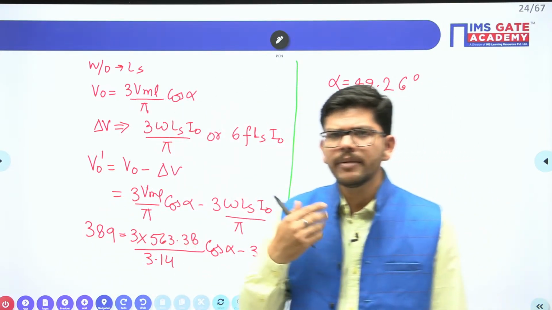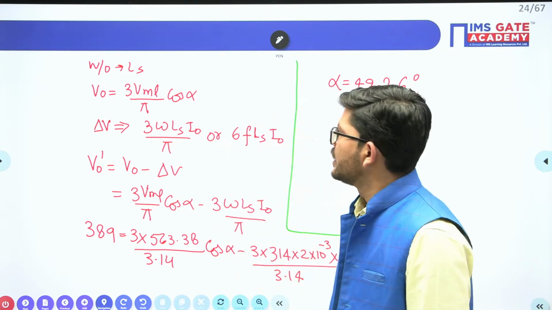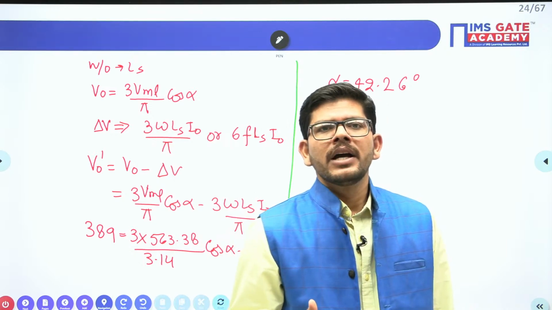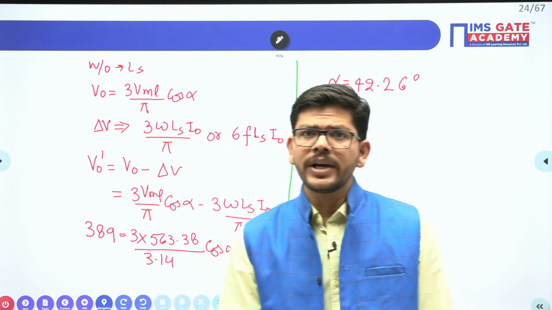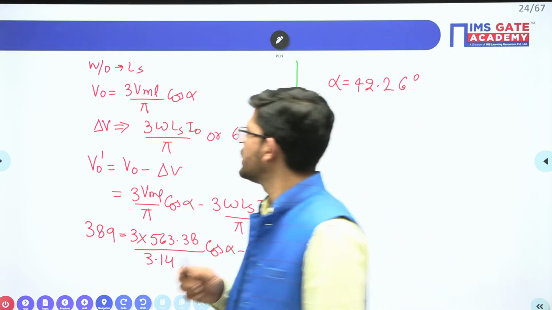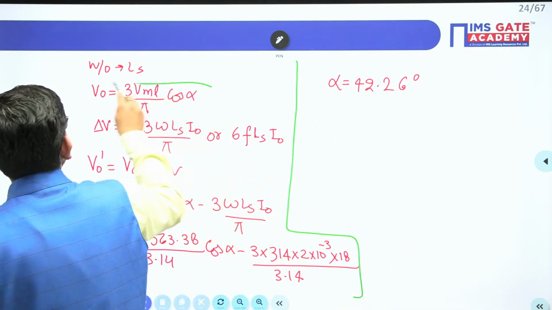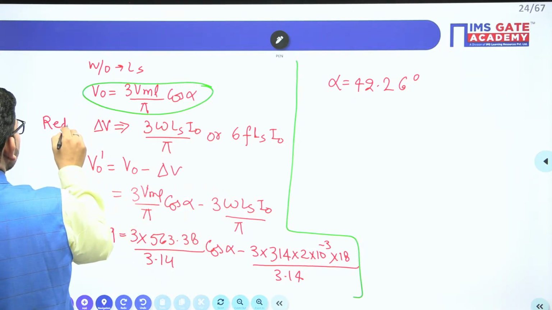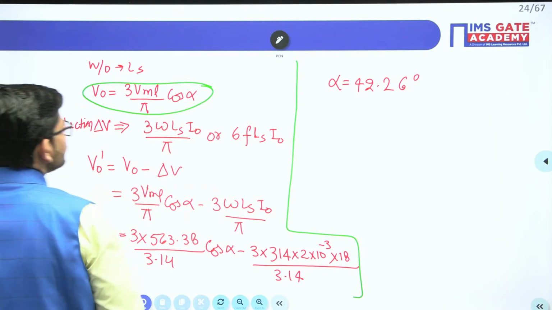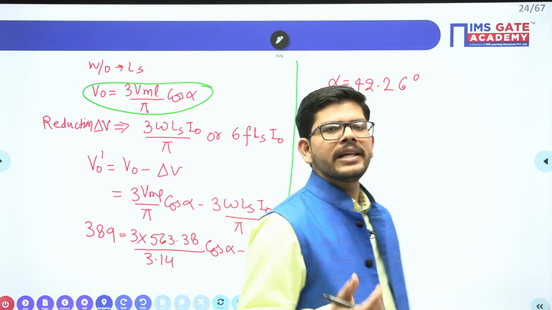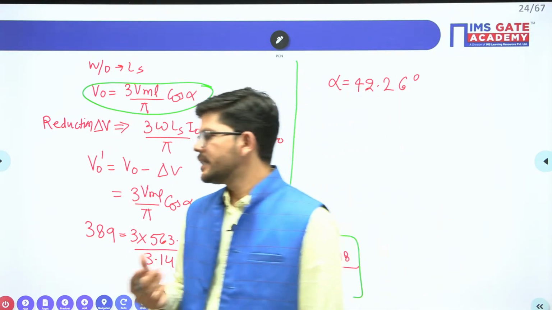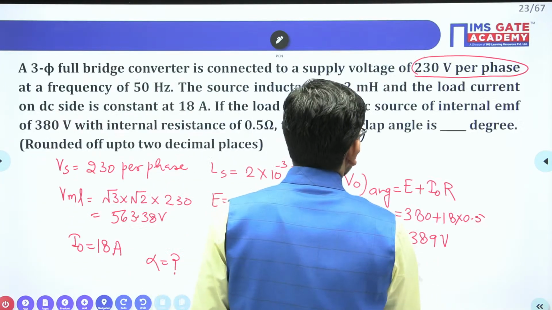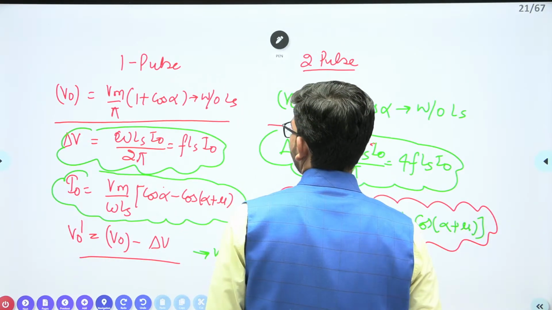So are you able to recollect what data is required in order to solve a question related to Ls? You don't have to worry about these kinds of questions. You should know the voltage without Ls, then you should know the reduction in voltage. And it is very easy to remember: omega Ls I naught upon pi, 2 omega Ls I naught upon pi, 3 omega Ls I naught upon pi, isn't it? See, we have written everything here.